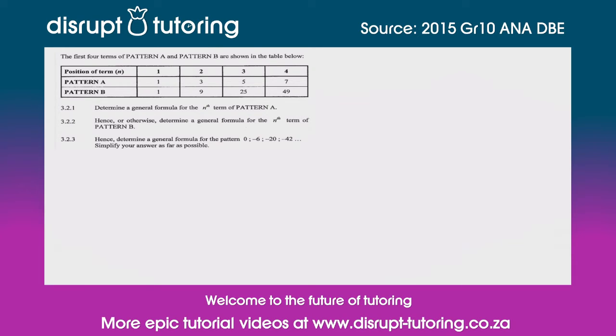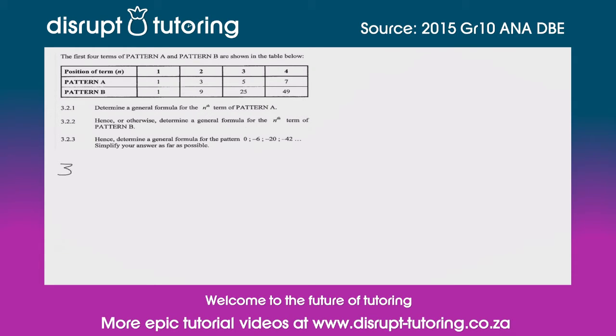Okay, so the first thing they ask us to do, determine a general formula for the nth term of pattern A. Now when it comes to that, we need to try and figure out what's happening in this pattern. Now what I can see is a difference there of 2, a difference there of 2, a difference there of 2. So that means there is a first common difference, which always makes me smile.